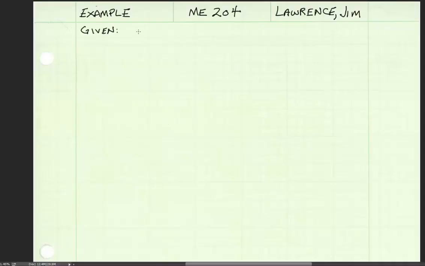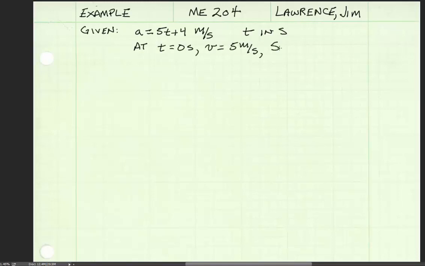In this example, we're given an acceleration that's equal to 5t plus 4 meters per second squared, where t is in seconds. We are also told that at time equals 0 seconds, my velocity is equal to 5 meters per second, and my position is equal to 10 meters. And we want to find the acceleration, the velocity, and the position at time equals 6 seconds.